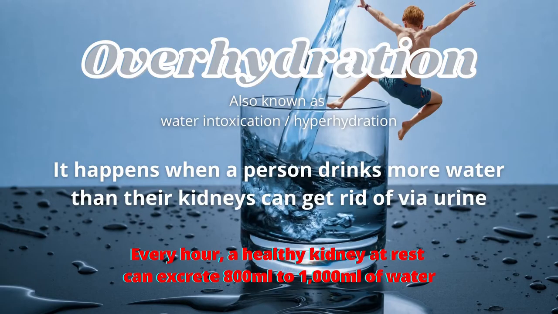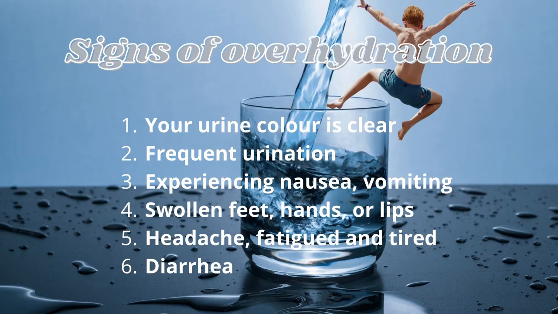Let's move on to overhydration. Overhydration is also known as water intoxication or hyperhydration. It happens when a person drinks more water than their kidneys can get rid of via urine, and leads to low sodium levels in the bloodstream. Point to note that every hour, a healthy kidney at rest can excrete 800 milliliters to 1000 milliliters of water only. Signs of overhydration.